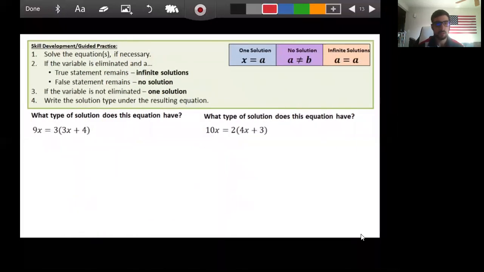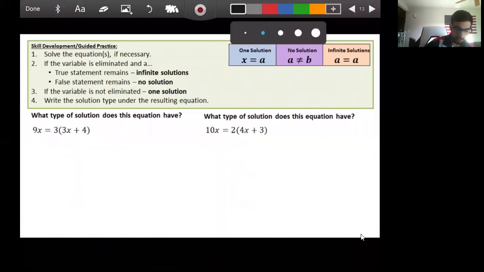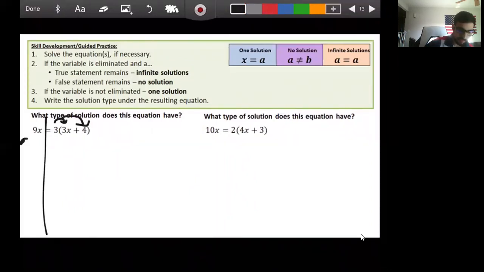All right, moving on. What type of solution does this equation have? So for this one, I have to go solve it. Okay, so I'm going to go solving, using what we practiced the last couple days. First, I need to distribute. I'm going to distribute here. 9x is equal to 3 times 3, which is 9x plus 4.